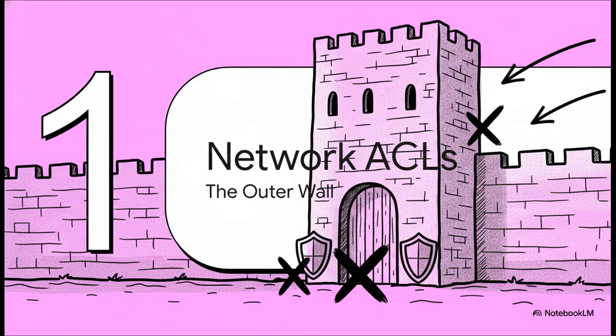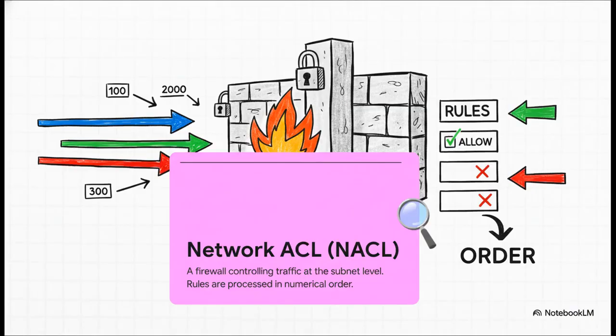All right, first up, let's talk about that outer wall, the main gate. This is your first line of defense. Before any traffic from the internet can even dream of getting close to your valuable instances, it has to get past the guards at this gate, the network ACL. So what is a NACL, really? It's a firewall that stands guard over an entire subnet.